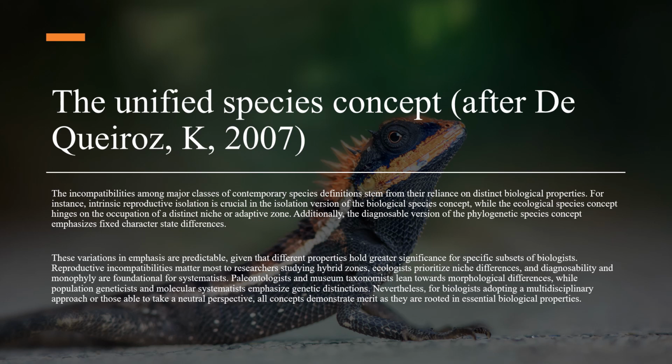Reproductive incompatibilities matter most to researchers studying hybrid zones. Ecologists prioritize niche differences, and diagnosability and monophily are foundational for systematists. Paleontologists and museum taxonomists lean towards morphological differences, while population geneticists and molecular systematists emphasize genetic distinctions. Nevertheless, for biologists adopting a multidisciplinary approach or those able to take a neutral perspective, all concepts demonstrate merit as they are rooted in essential biological properties.